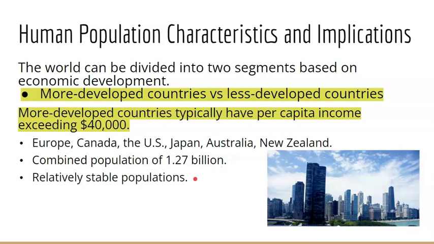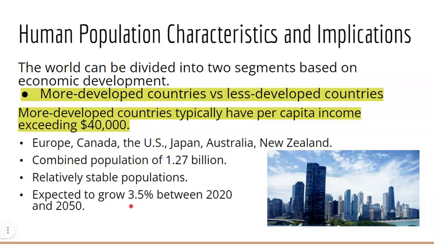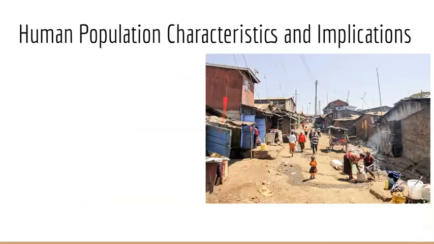And they're relatively stable populations, meaning they're not drastically decreasing or drastically increasing. Some of these have decreasing populations. Some of them have increasing populations to the point where they've kind of evened out and there's not a lot of growth happening in those more developed countries. They're expected to grow 3.5% between 2020 and 2050.